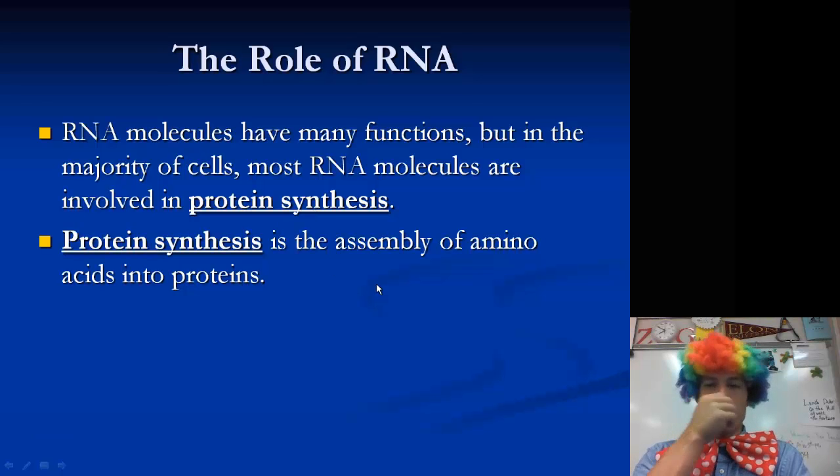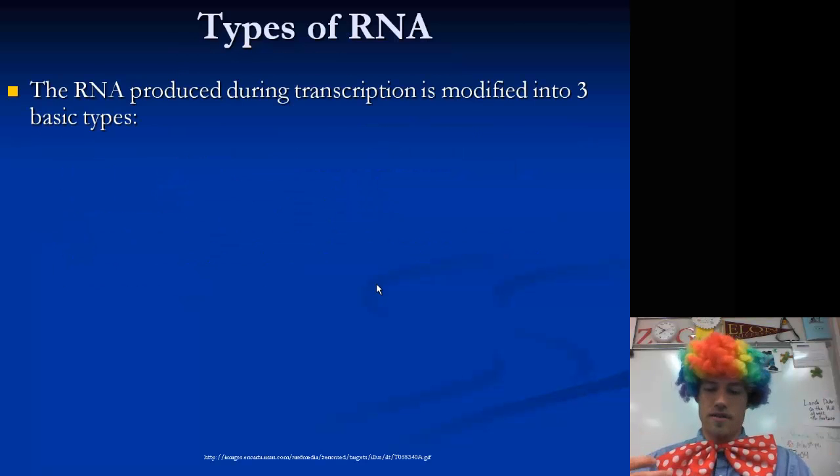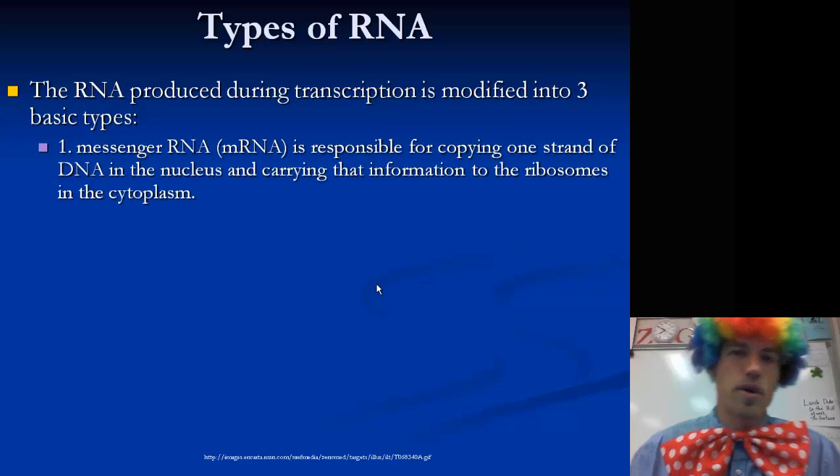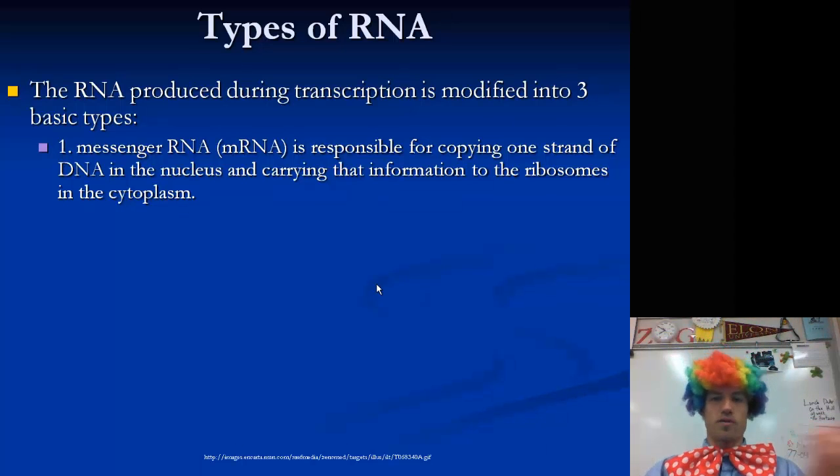So RNA molecules have many functions, but in the majority of cells, most RNA molecules are involved in protein synthesis. Protein synthesis is the assembly of amino acids into proteins, just like DNA synthesis would be the assembly of DNA. Anytime we're talking about synthesis, we're talking about putting things together. So what are the different types of RNA? There's three different types. We've got messenger RNA. This is the one that you're probably most familiar with. It's responsible for copying one strand of DNA in the nucleus and carrying that information to the ribosomes. That's why we call it messenger RNA, because it contains the message, also shorthand mRNA.